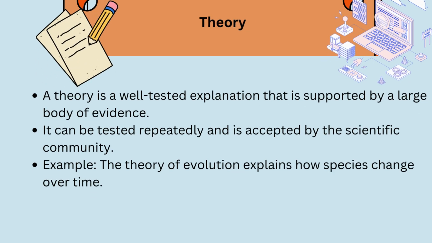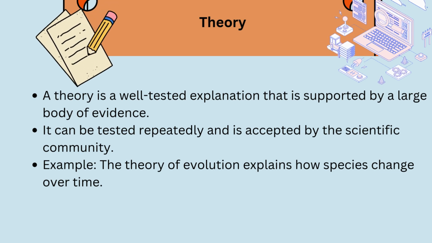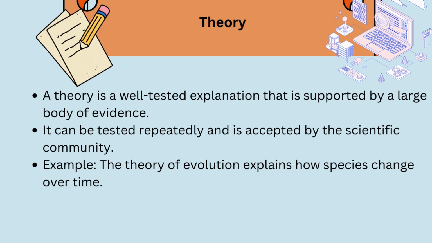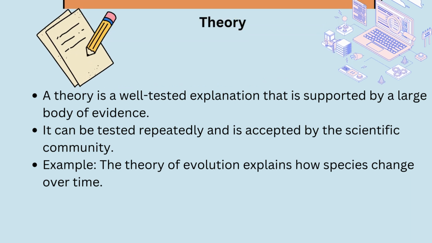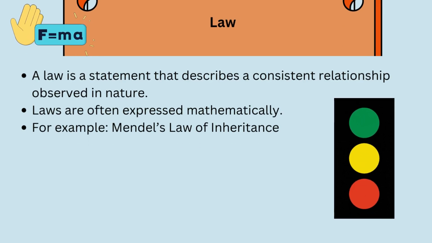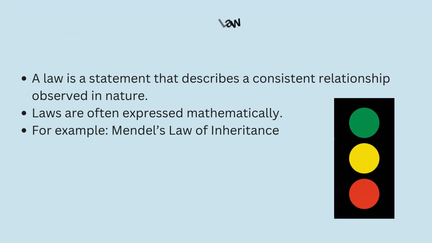Theory is a well-tested explanation that is supported by a large body of evidence. It can be tested repeatedly and is accepted by the scientific community. Example, the theory of evolution explains how species change over time. A law is a statement that describes a consistent relationship observed in nature. Laws are often expressed mathematically. For example, Mendel's law of inheritance.